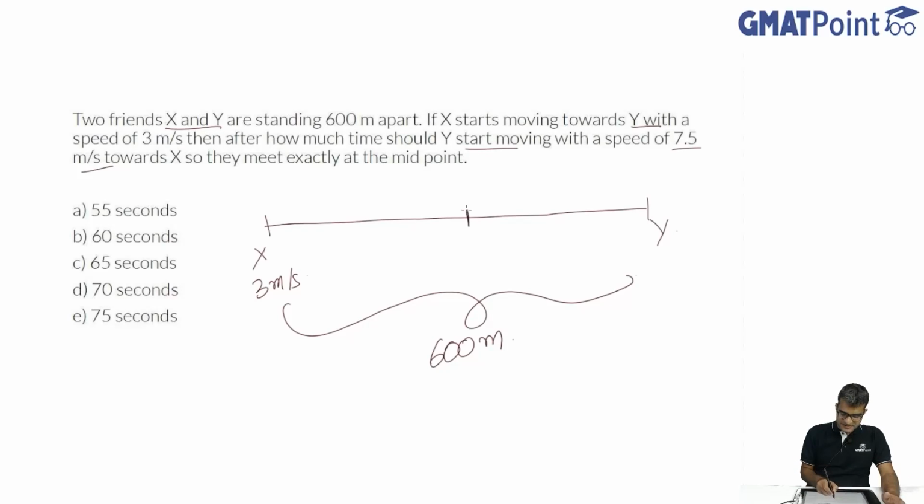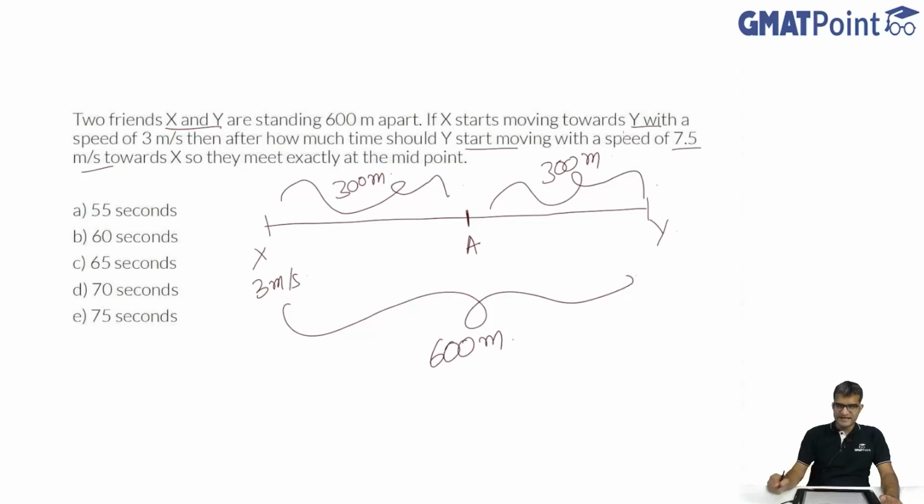Let us assume that this is the midpoint. Let the midpoint be equal to A. So this distance will be 300 meters, which is the same as this distance. That is, both X and Y have to travel 300 meters to reach the midpoint where they want to meet each other. Now the time that X takes will be 300 meters, which is the distance, divided by the speed, which is 3 meters per second. So X is going to take 100 seconds.